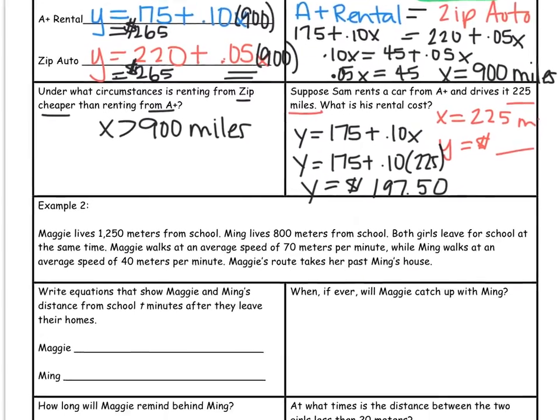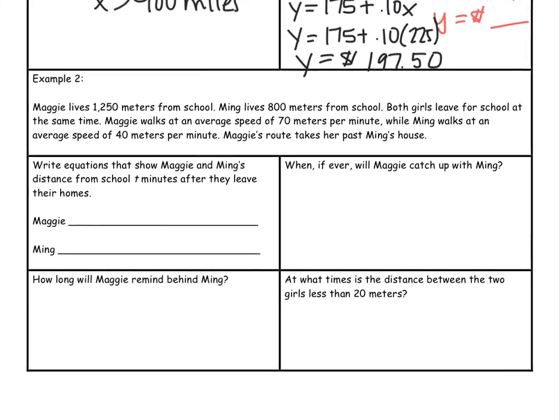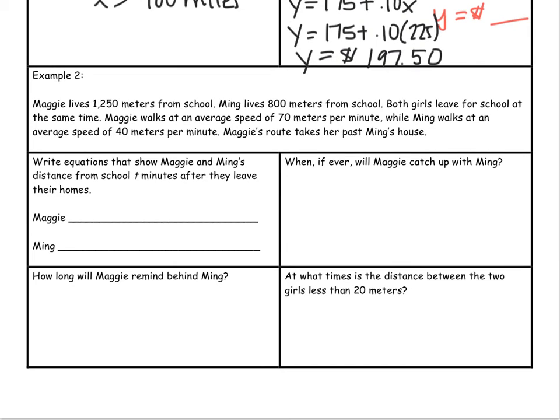Okay, let's go ahead and take a look at example 2. In example 2, Maggie lives 1,250 meters from school, and Ming lives 800 meters from school. Both girls leave for school at the same time. Maggie walks at an average speed of 70 meters per minute, and Ming walks at an average speed of 40 meters per minute. And Maggie has to go by Ming's house on her route to the school.